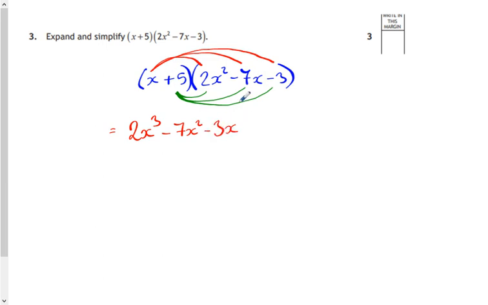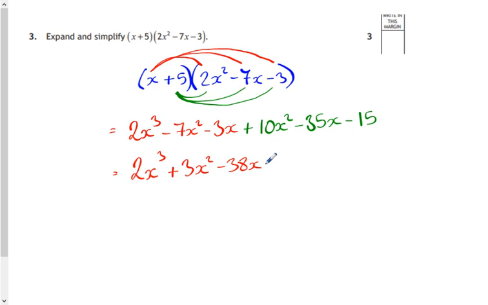And then from our green arcs here on the 5s, we get plus 10x squared. 5 times 7 is 35, so minus 35x. And 5 times negative 3 is negative 15. The marking scheme for these is normally any 3 correct, then all 6 correct, and then the third mark is for the correct simplification. So we get our 2x cubed, we've got minus 7x squared plus 10x squared, so we get plus 3x squared. Minus 3x minus 35x is minus 38x, and minus 15 there. So there's our third mark.